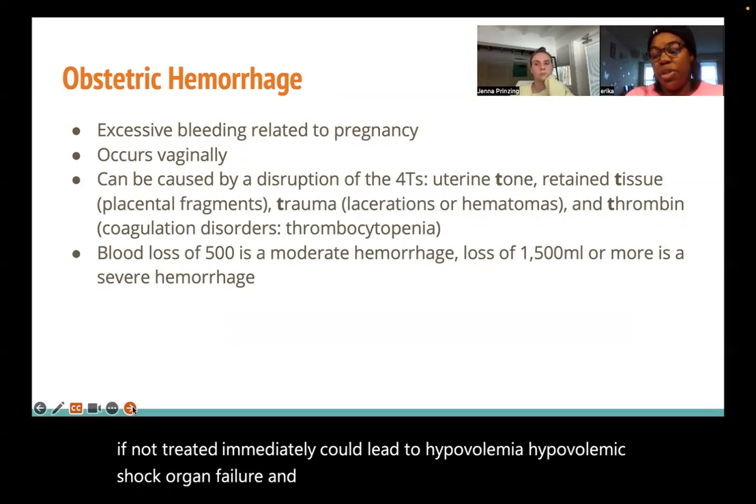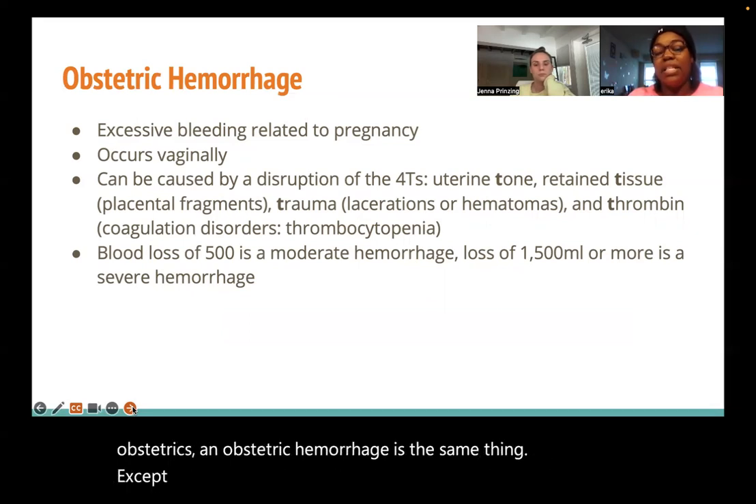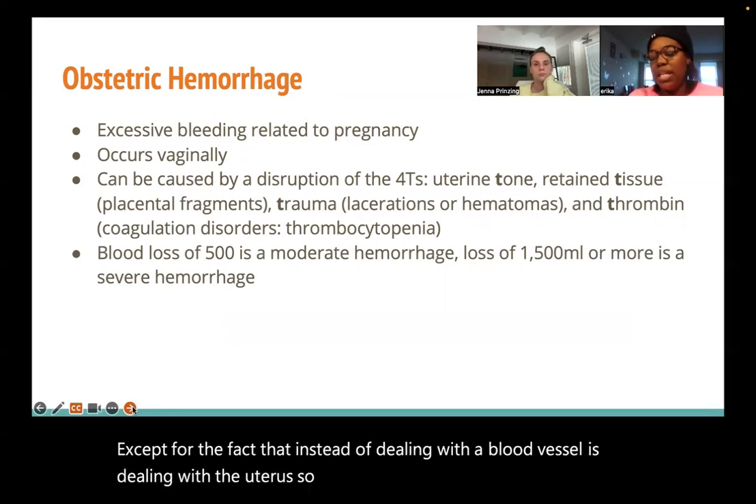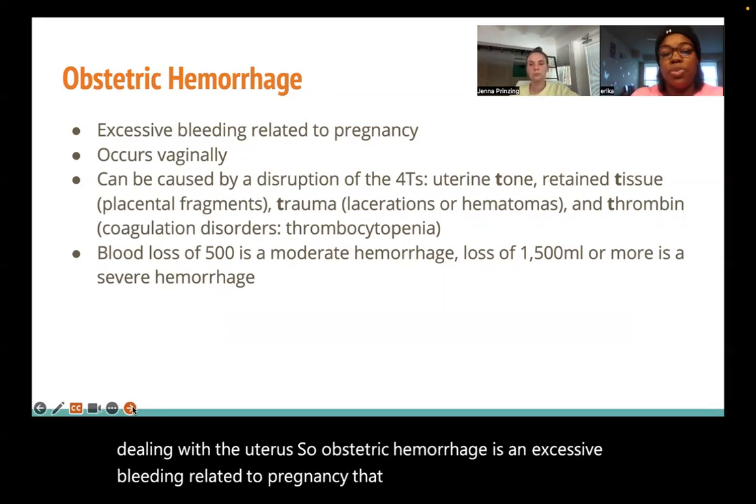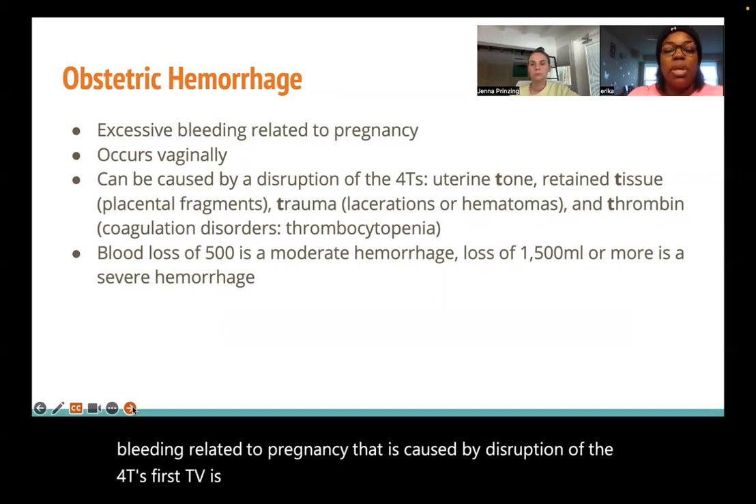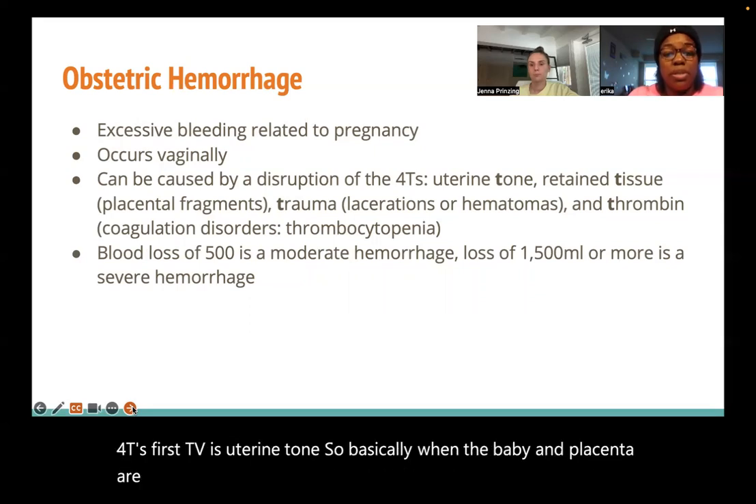In obstetrics, an obstetric hemorrhage is the same thing except that instead of dealing with a blood vessel, it's dealing with the uterus. So obstetric hemorrhage is excessive bleeding related to pregnancy that is caused by disruption of the 4Ts. First T is uterine tone. So basically, when the baby and placenta are born, the uterus is a muscle and its job is to tone and firm up to control bleeding and to eventually stop bleeding.